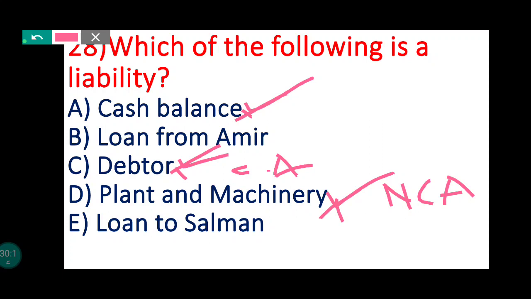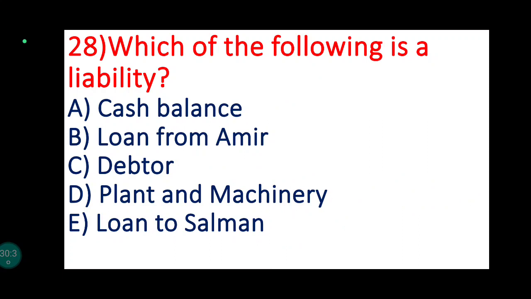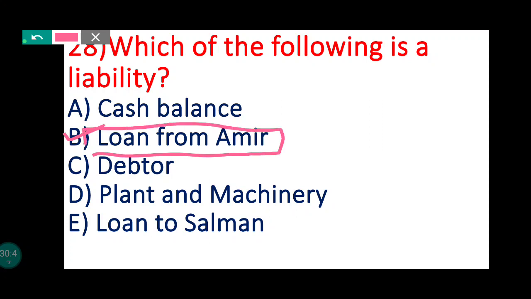Now the other two options we can see. See point number E, loan given to Salman. If we are giving a loan to someone, of course they become your asset. The amount is receivable from them, so it is also an asset. Now the last option given is B, loan from Amir. Loan taken from Amir. If we are taking a loan from someone, we become liable to pay that loan amount in future to them. So they become our liability. So loan from Amir is a liability. Answer is B.